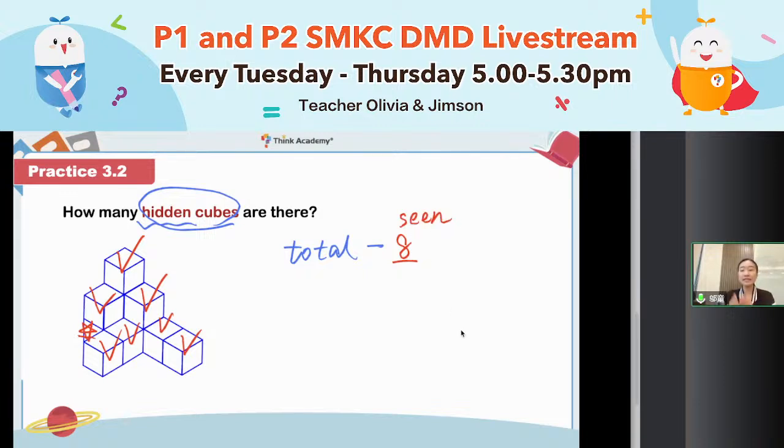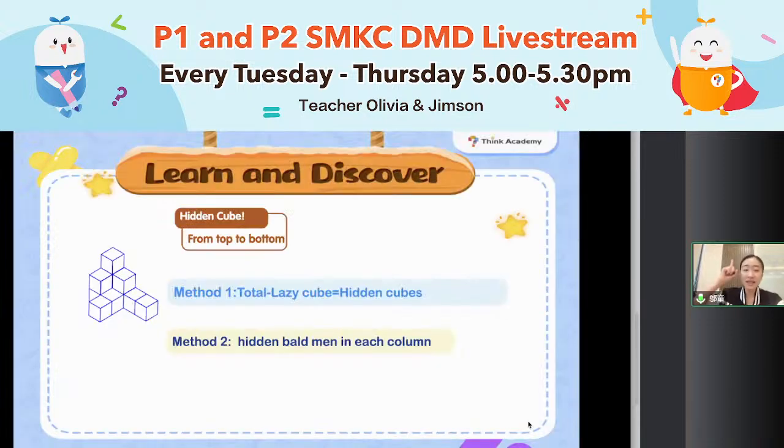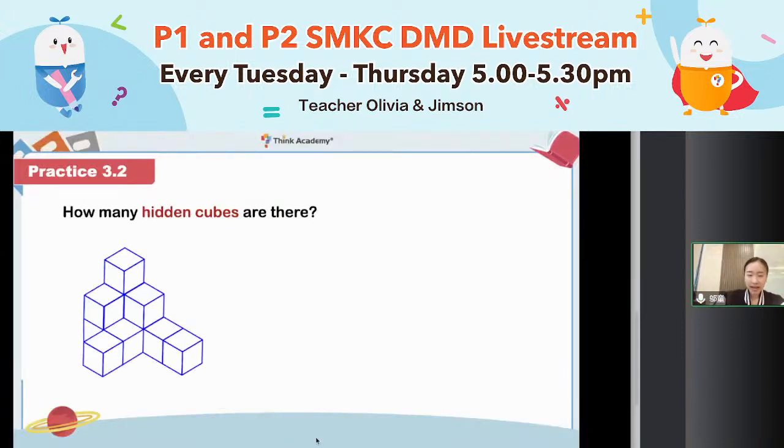Okay, so total minus the seen cubes, the others are hidden. If you use this way, it is easy for us to miss some cubes. Do we have to try this question? Let's think about it. Can I also use the building method?